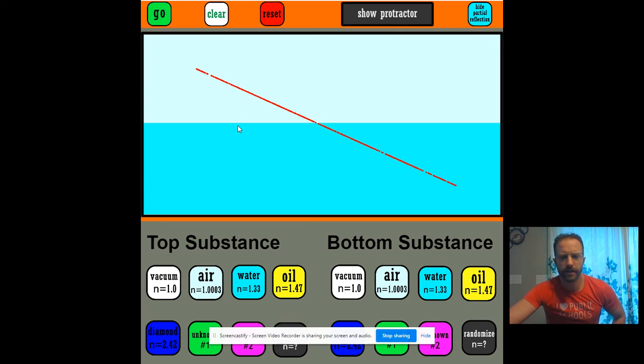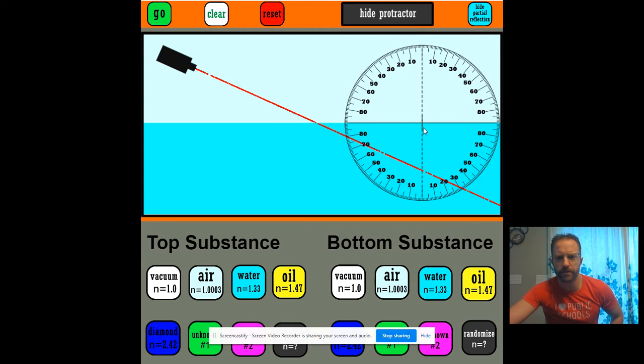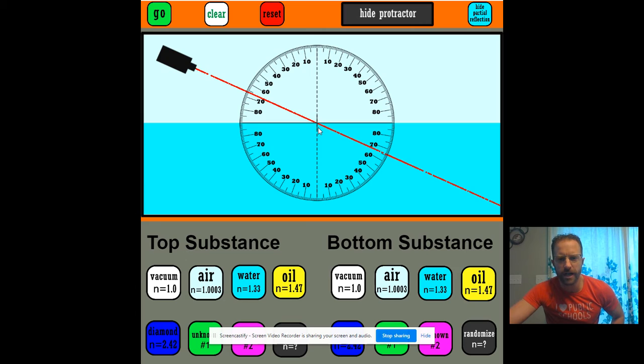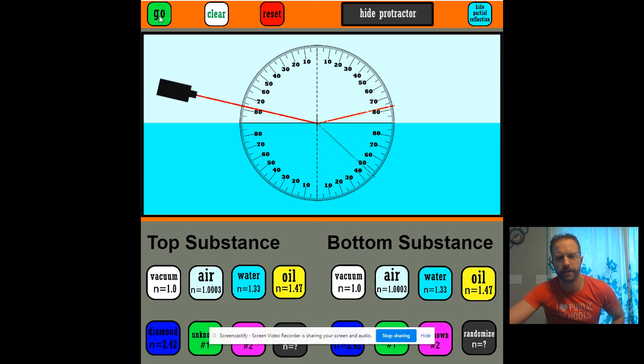Here, it looks like it's not bending a whole lot, but we can get a protractor out, and so we can measure angles and all that kind of stuff. That one doesn't look like it bent at all, which is not great because it should bend. You're going from less dense to more dense, so it should bend towards the normal. Not sure why that's acting like it wouldn't bend at all. There we go. Now that one's bending. It just didn't like that one angle.